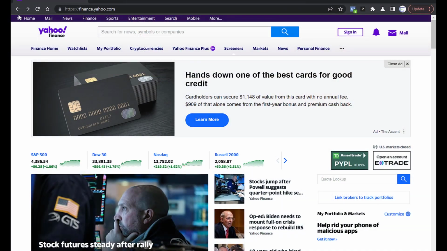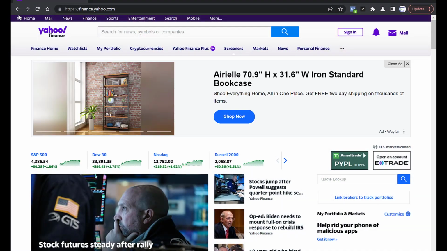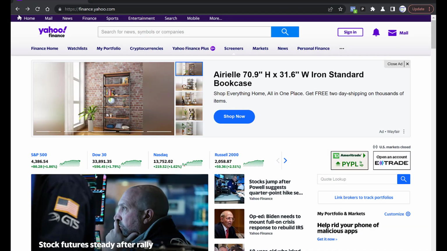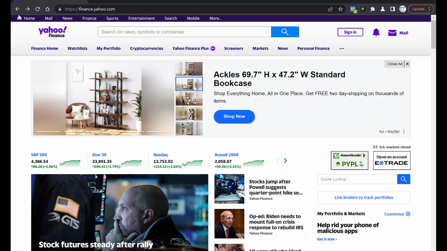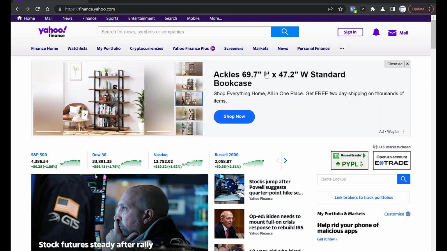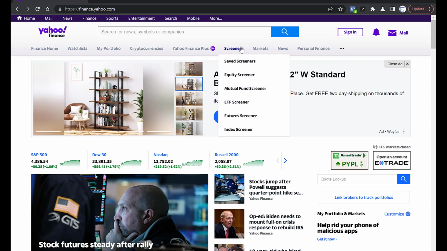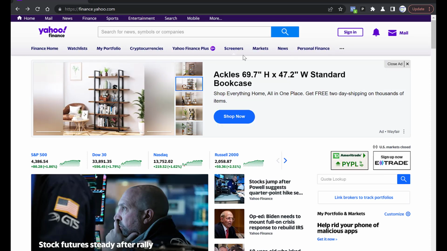Again, Yahoo Finance, you can see stuff like this all the time. FinViz, FINVIZ, has one. That one's a bit more popular. I just use this one because it's easier and a lot less cumbersome. So first things first, go up to screeners and hit equity screener.